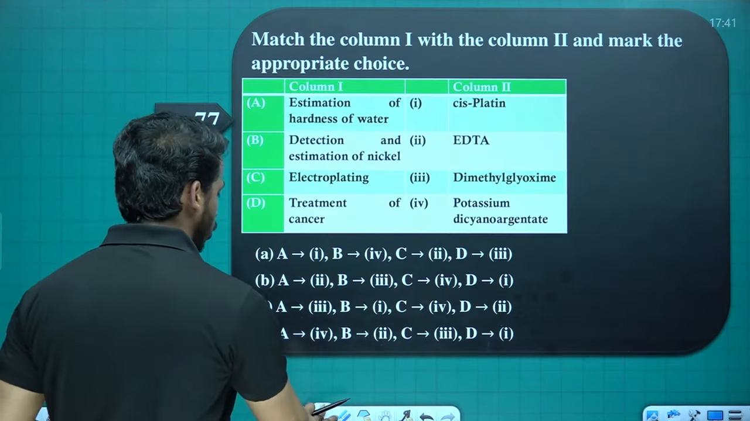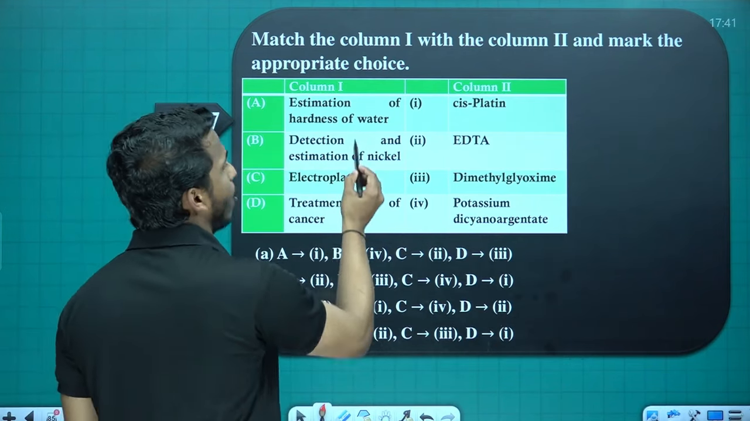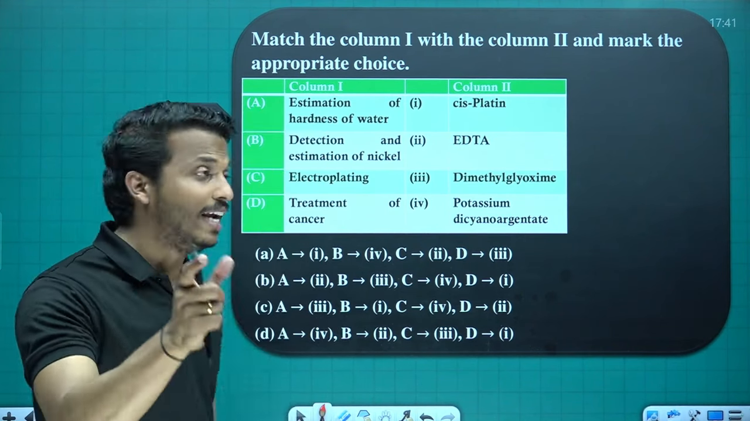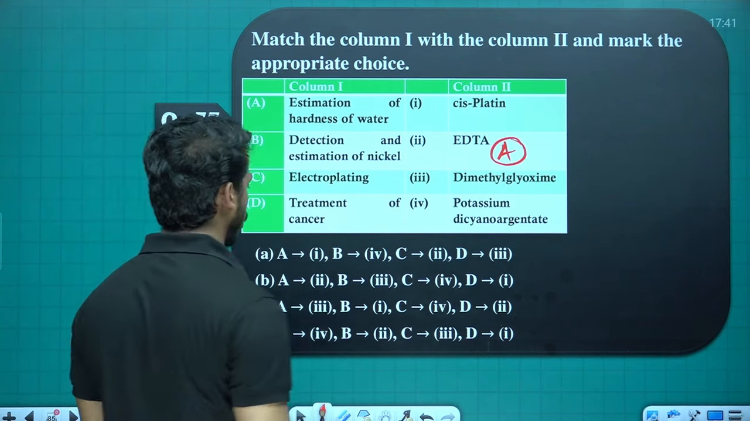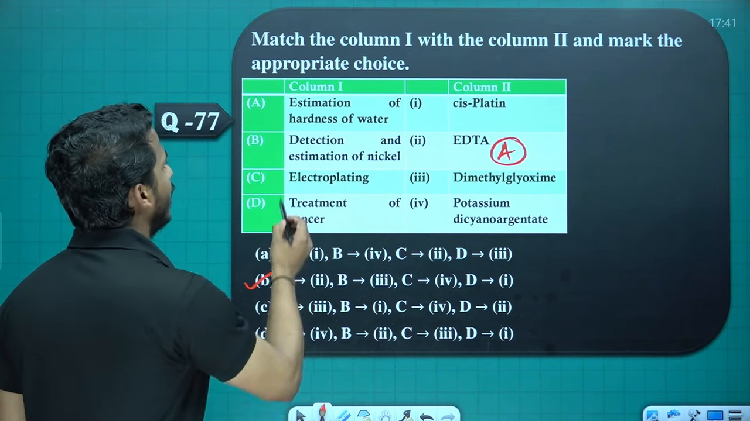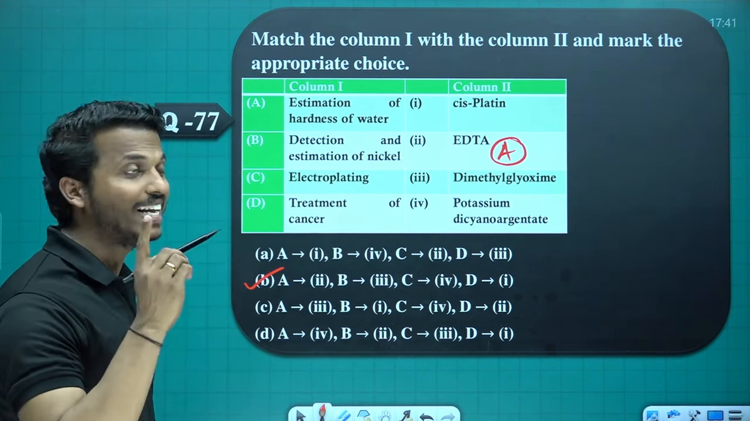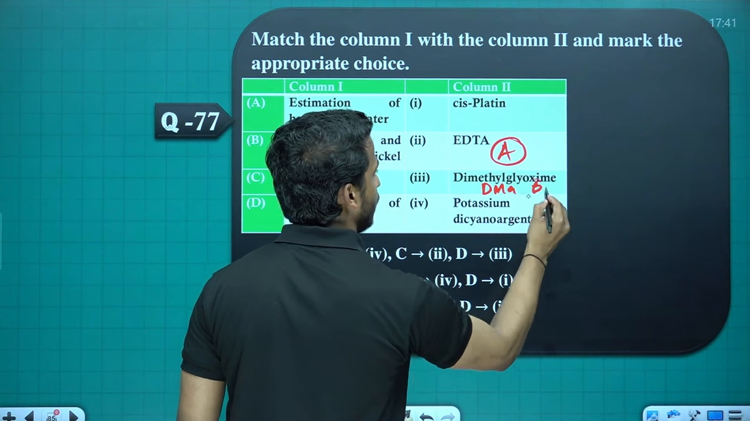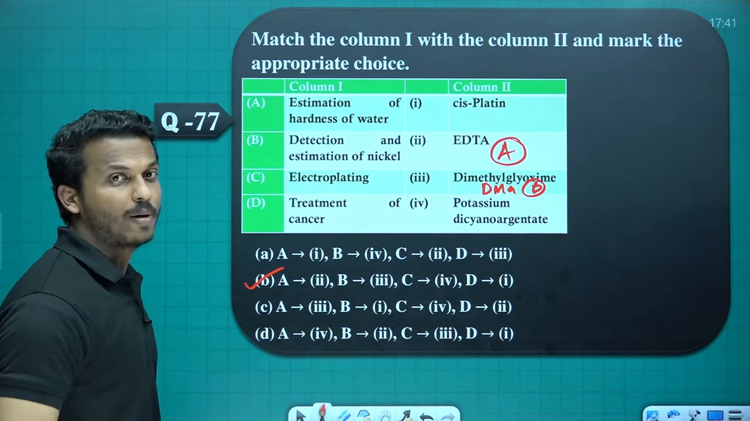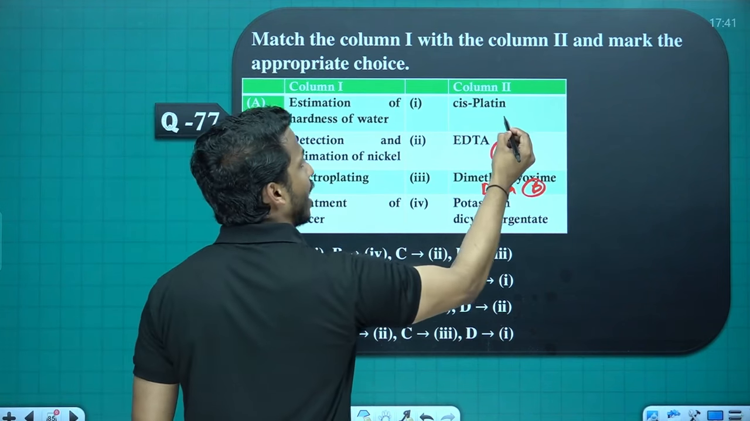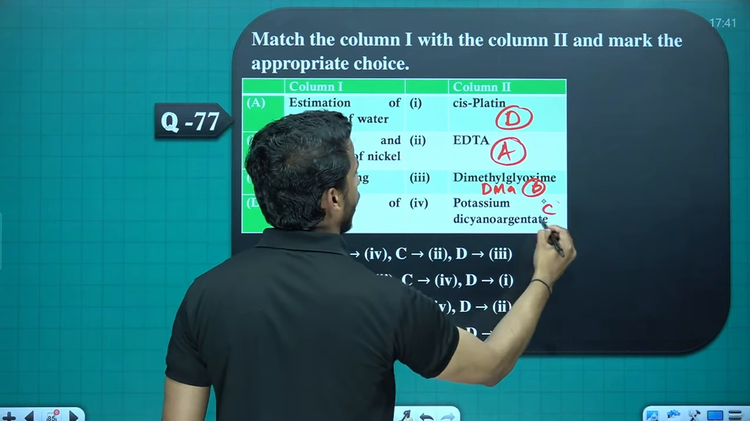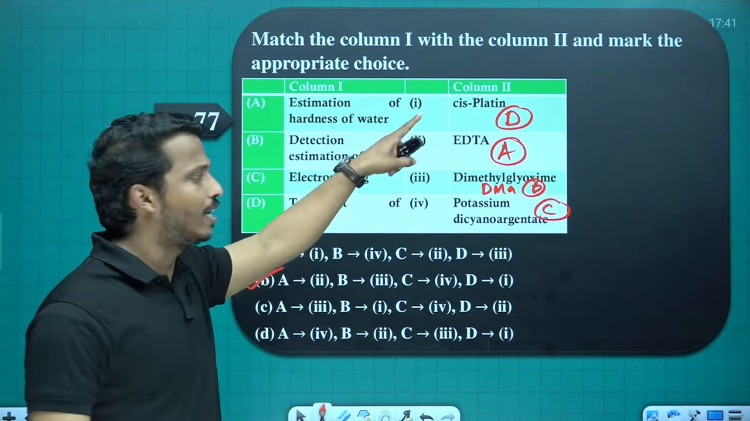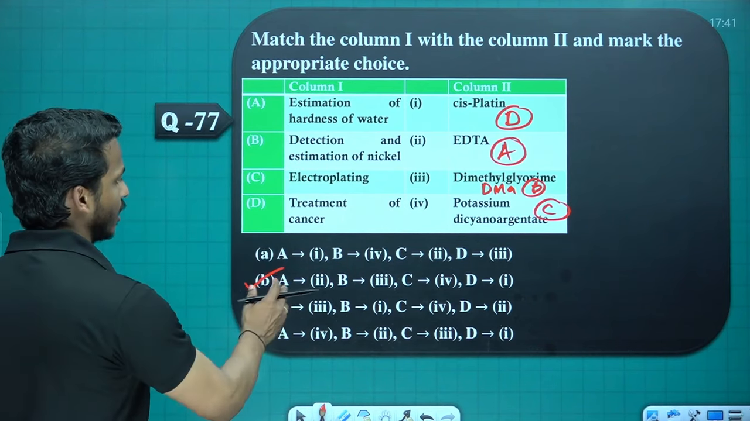Match column 1 with column 2. Okay, let us go for that. First one, estimation of hardness of water. We studied that hardness of water is calculated by titrating with EDTA. So A goes with 2. Option B, detection and estimation of nickel. In qualitative analysis we use DMG, dimethylglyoxime. This is B. Electroplating is there, and cancer treatment is there. For cancer treatment you may have studied cisplatin, that is D. And electroplating is potassium dicyanoargentate. Except for electroplating, all others are mentioned in the textbook. So the overall answer is A2, B3.